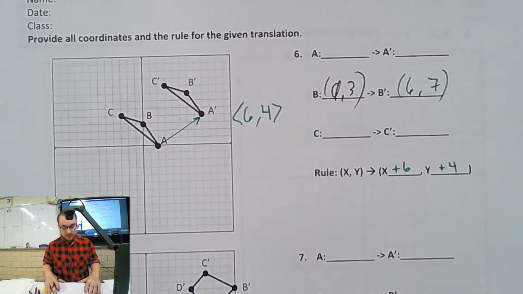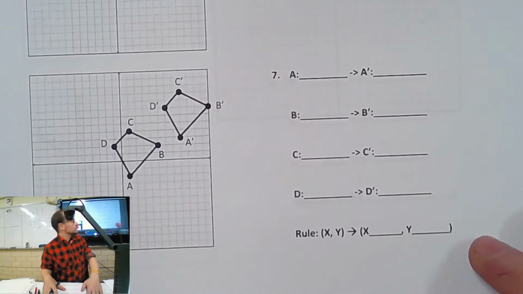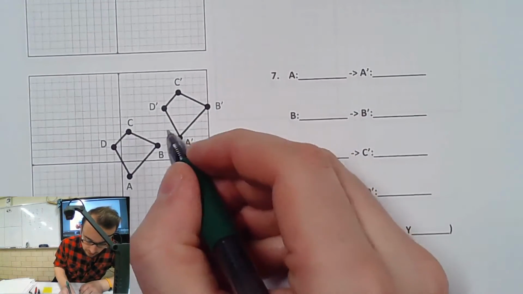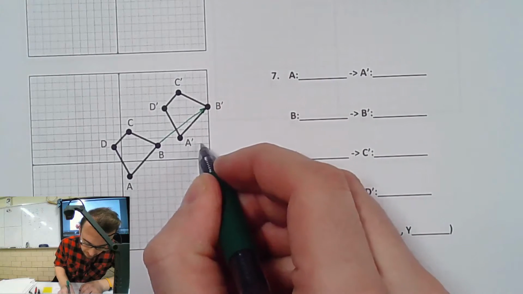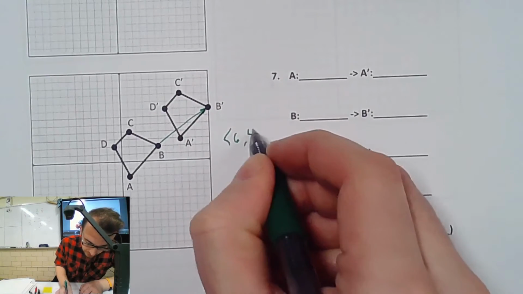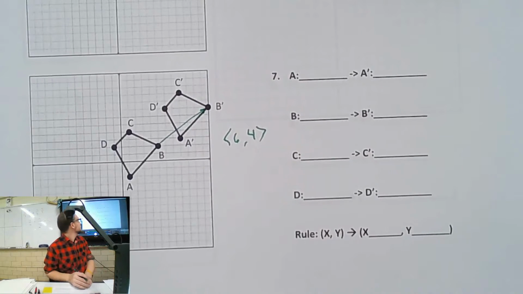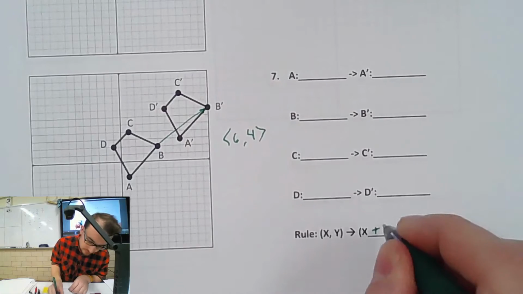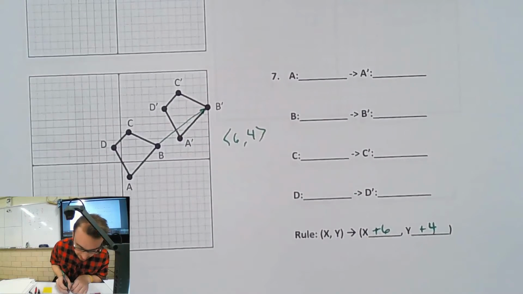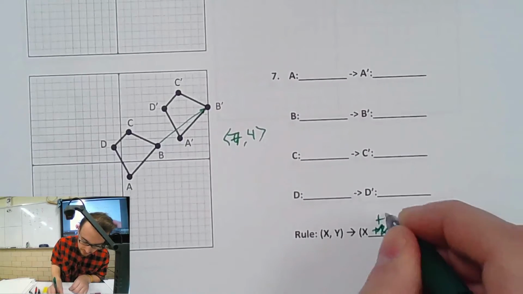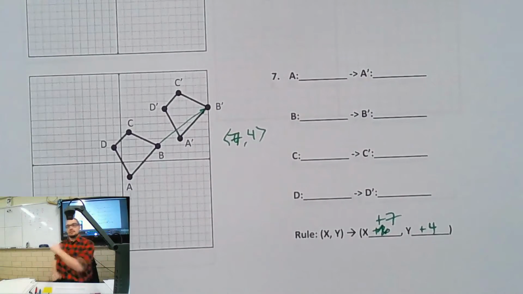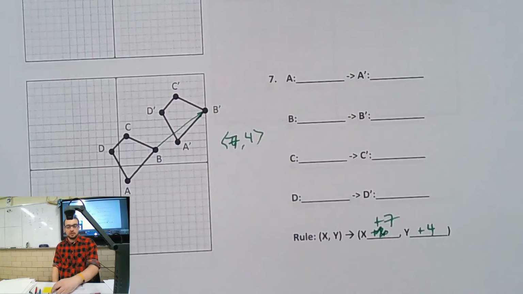Do it for all of them. What's the vector we're using? Well, from B to B prime, it looks like we're going 1, 2, 3, 4, 5, 6 to the right, and 4 up. Wow. It's the same rule, isn't it? Did I count wrong? I hope I counted correctly. It's 7. Is it 7? Yeah. Darn! It's 7. It's okay. Minus a half. If I retake it, I don't even have to do it.